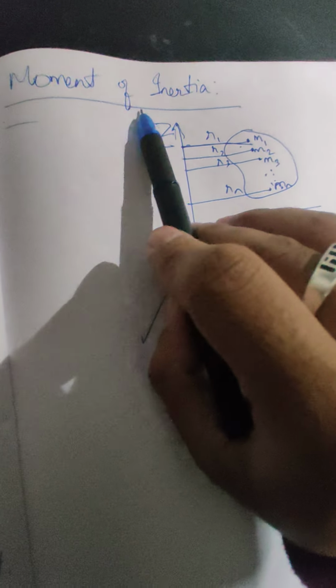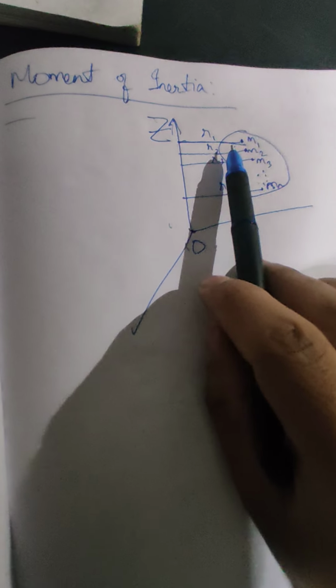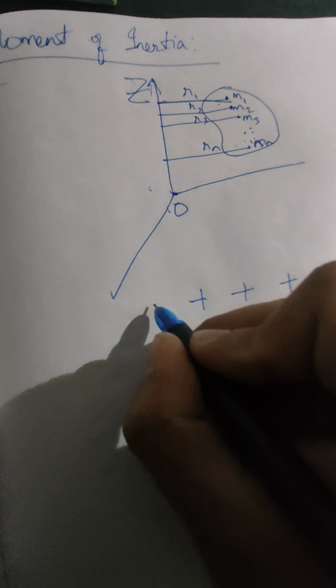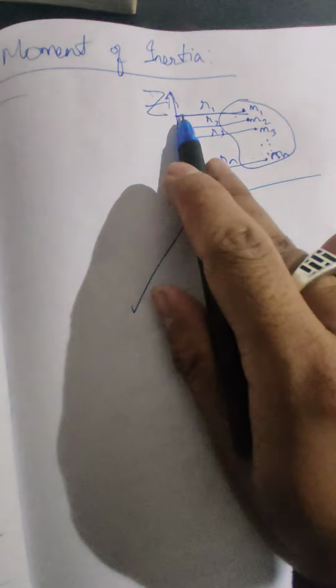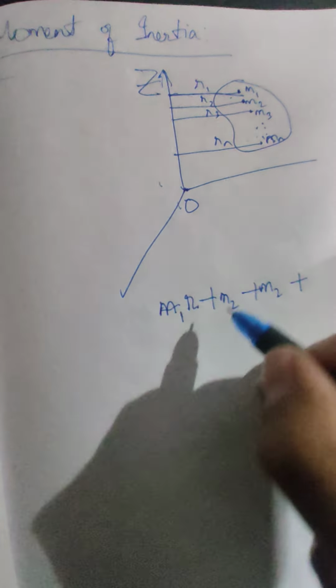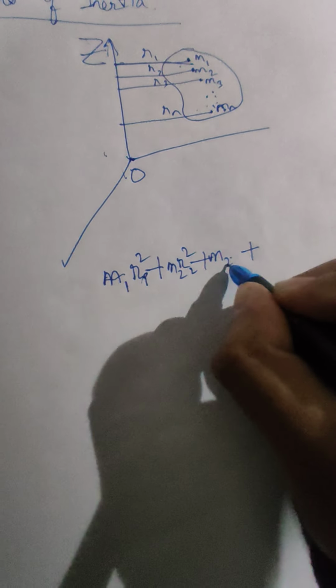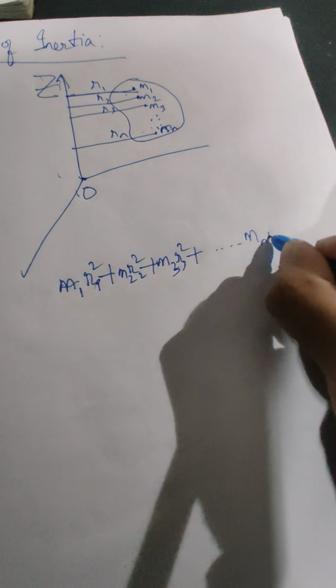So how will we define moment of inertia? The moment of inertia of a rigid body is the sum of the product of the masses, each of the masses, and the squares of the distance. Mass 1 has distance r1, so it will be m1 r1 square. Mass 2 is m2 r2 square, mass 3 will be m3 r3 square, like that up to mn rn square.